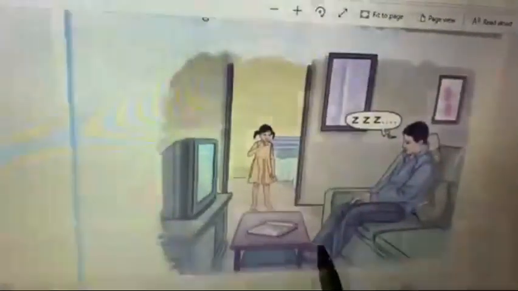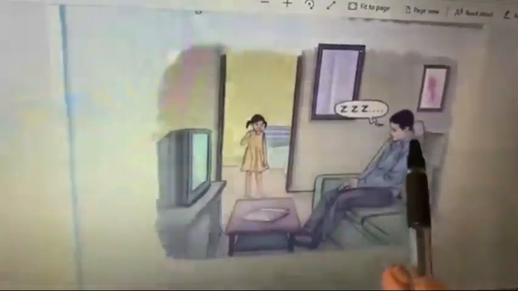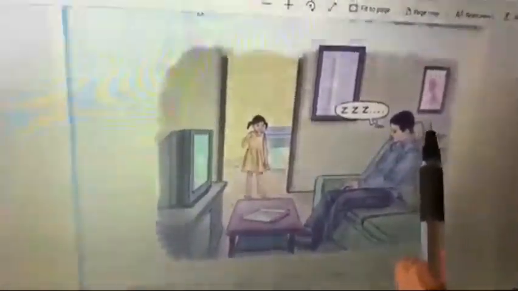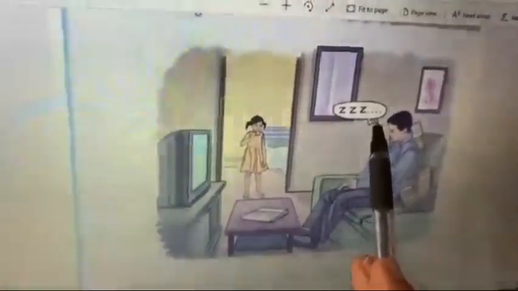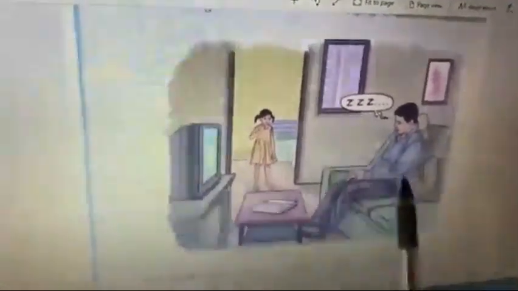Now children, this man is in his deep sleep, and sometimes when people are in their deep sleep, there are certain types of sounds which come out from their mouth or from their nose. That's the same sound coming out while the little girl's father is sleeping. He must have fallen asleep while watching the television on his green sofa.